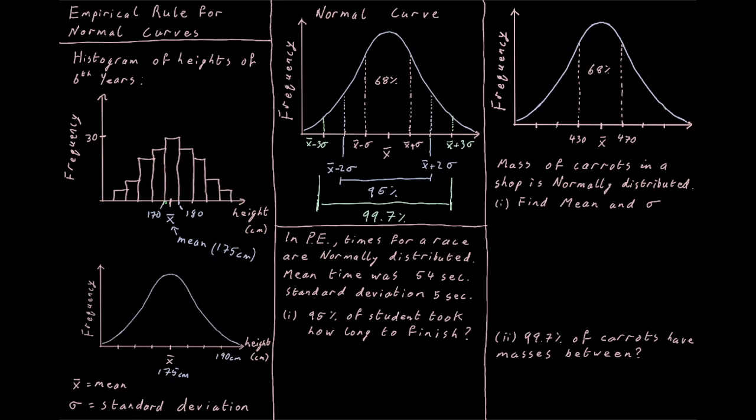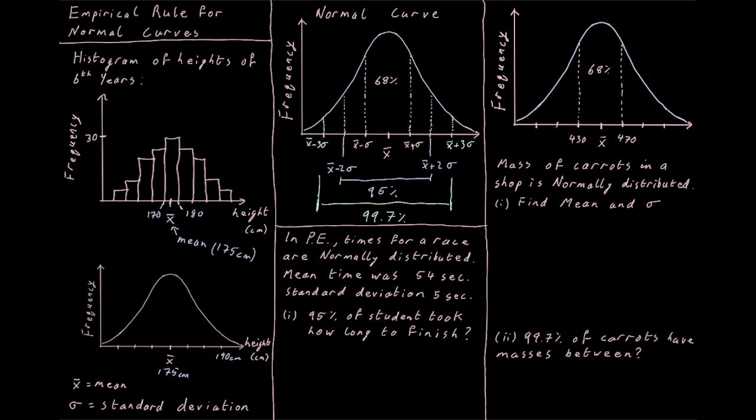We would break up all of the heights that we measured into separate buckets, separate groups, and then we'd say how many people have a height between these two measurements. So say the middle bar here, between 170 centimeters and 180 centimeters, there were 30 sixth-year students who had a height between 170 and 180 centimeters.